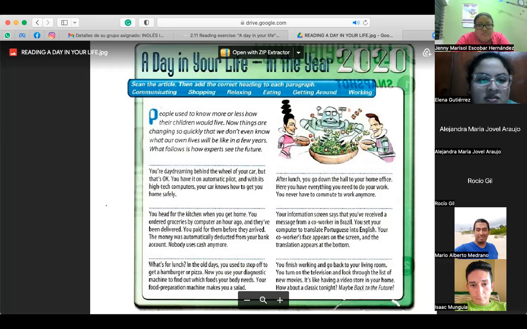What would be the heading? Shopping. Exactly, they are talking about shopping. Okay, we are practicing to discover what they are talking about by inference. We don't know exactly the translation. We're not making the translation, but we are getting a really good idea through scanning the article. Okay, thank you, Elena.